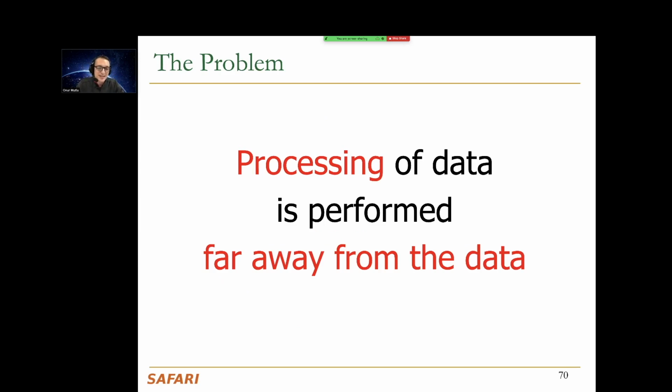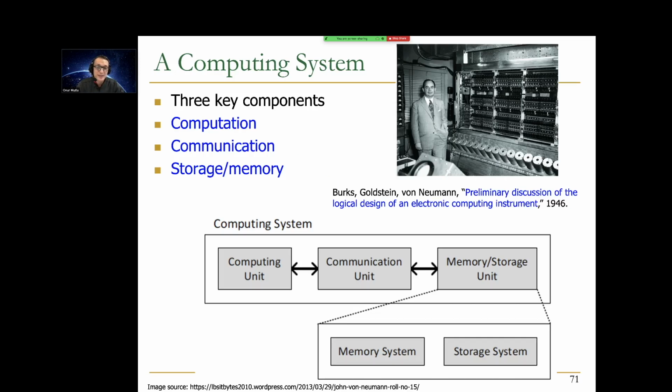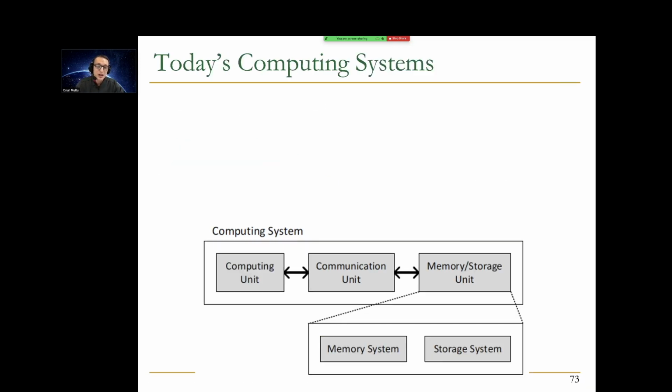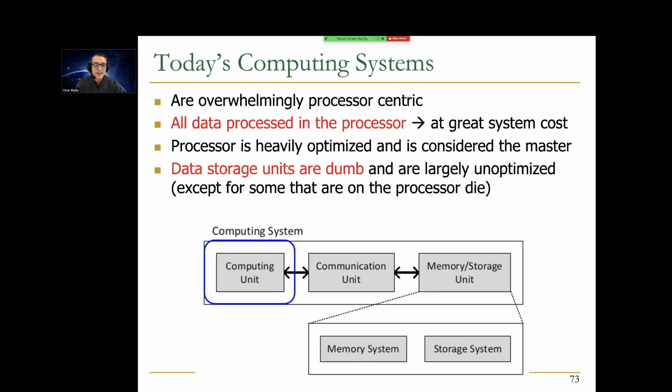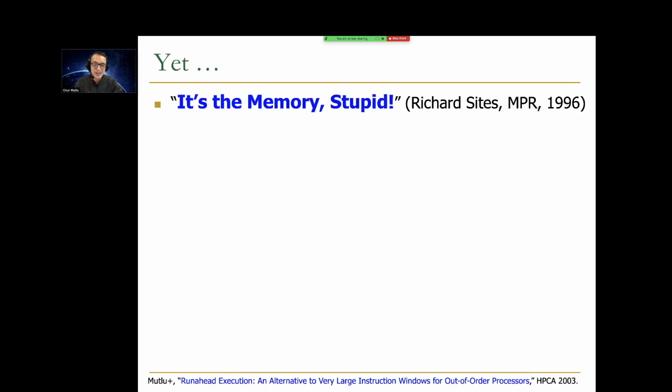And the problem is really, as I said, processing of data is performed far away from the data. This is because we're very processor-centric today. All data is processed in the processor, and everything else is essentially dumb. They cannot do actions on the data. Yet we very well know that memory is a big bottleneck.